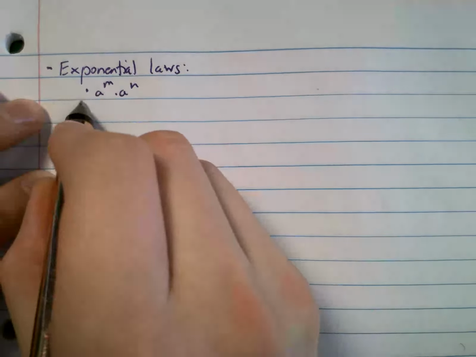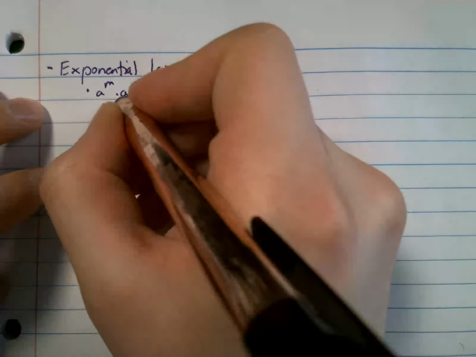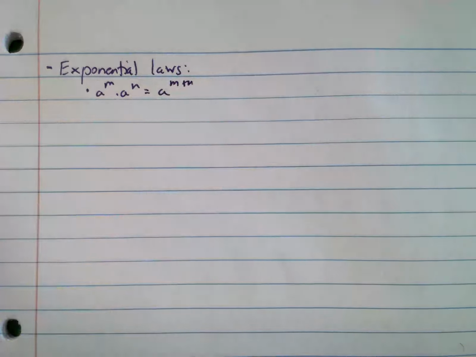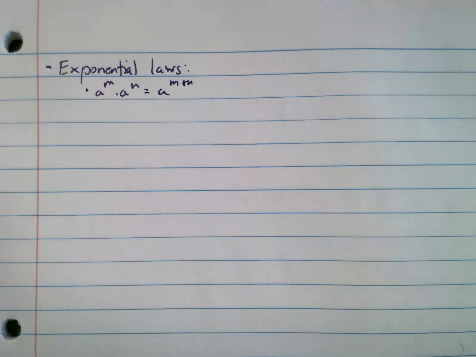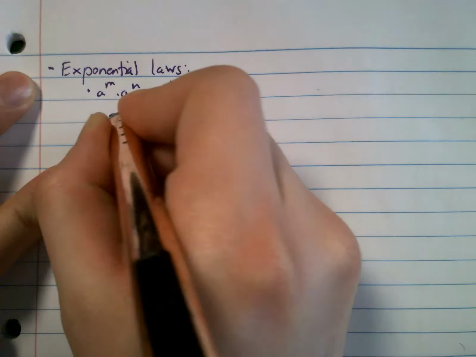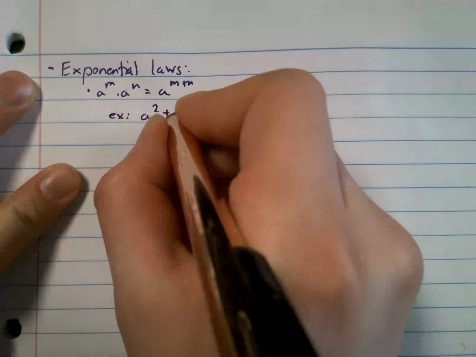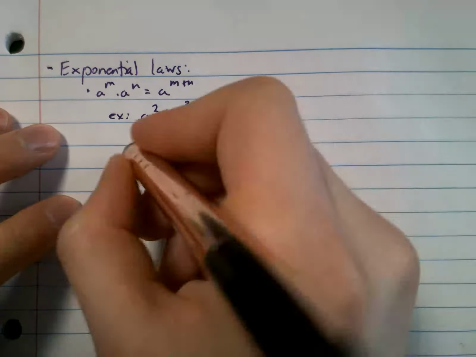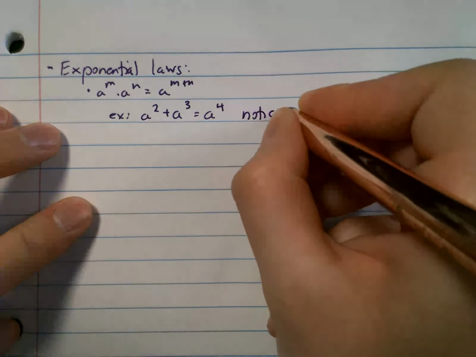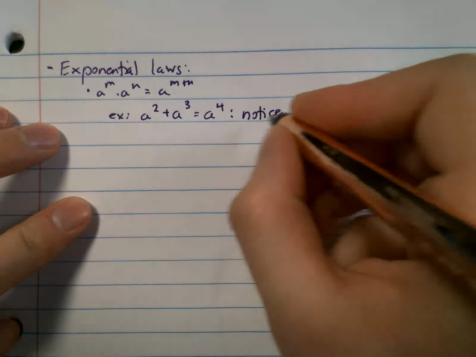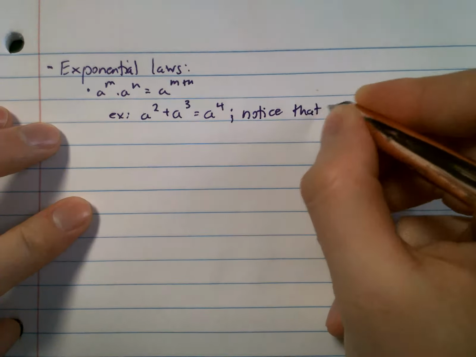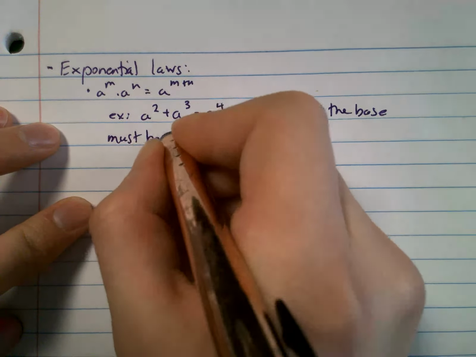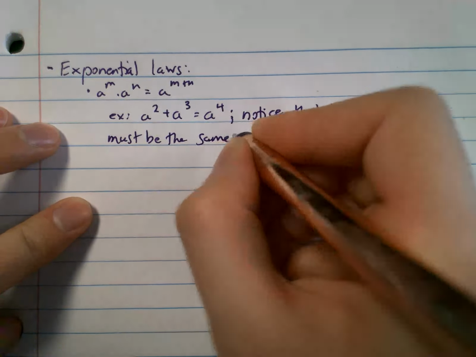So again, exponential laws are what you need to recall here. The fact that a to the m times a to the n is going to equal a to the m plus n. You guys know this one. You've seen it a million times. An example of that being, if I have a squared times a to the third, I get a to the fourth. Notice that the base must be the same.